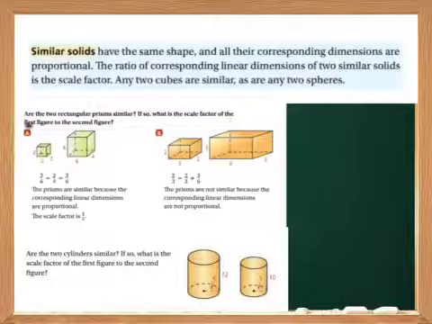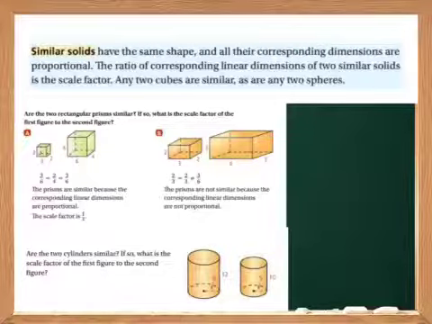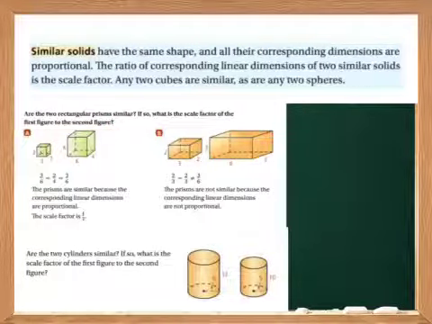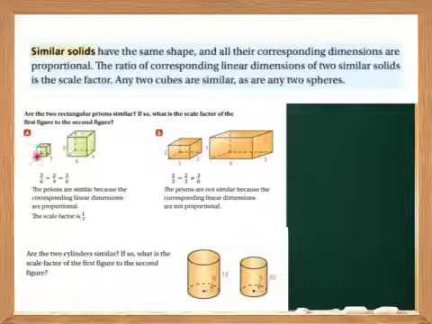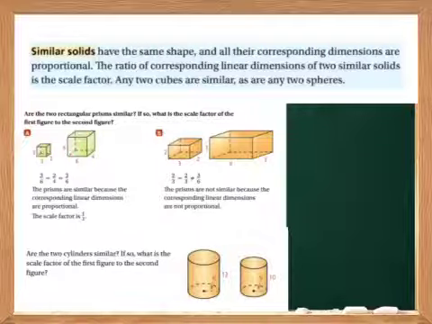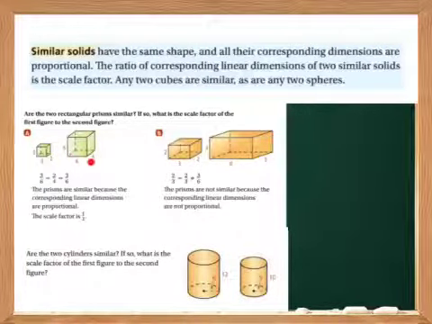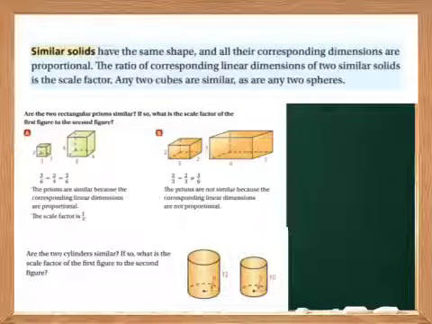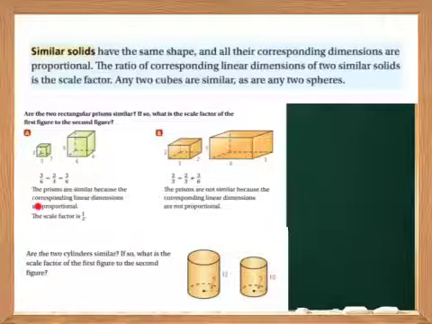Here it's asking, are the two rectangular prisms similar? And if so, what is the scale factor from the first figure to the second? So it has to be written in that order. Here we can see we have 3 over 6. It has to be corresponding parts. That gives you 2 over 4, and that reduces down to this. So 3 over 6, 3 over 6, 2 over 4. They're all the same proportion, which means that the prisms are similar because the corresponding linear dimensions are proportional.